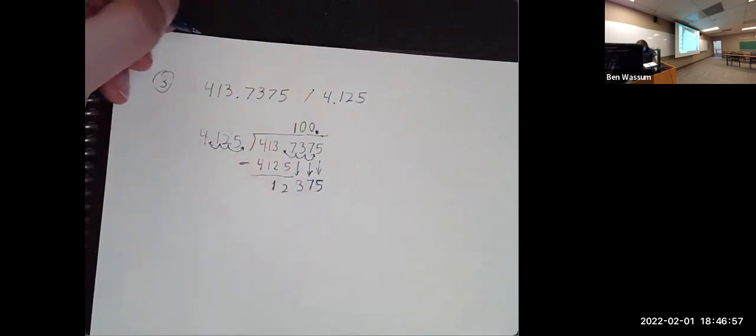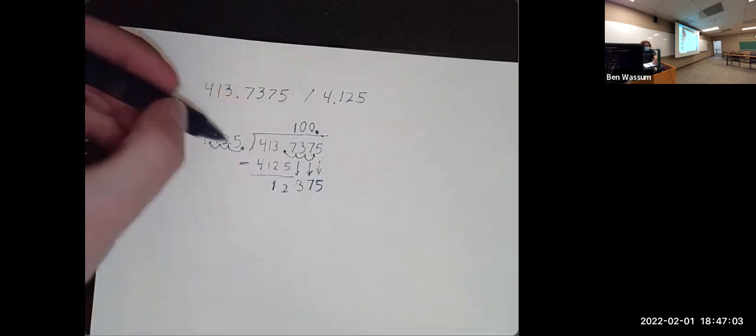And then we'd bring down the next digit. You just keep doing this. If it doesn't go in, you bring down the next digit and you put a 0 up here. So you just keep trying. Now we got a 5-digit number. It definitely goes in, right? If you look at it, it goes in 3 times. And actually it goes in 3 times perfectly.